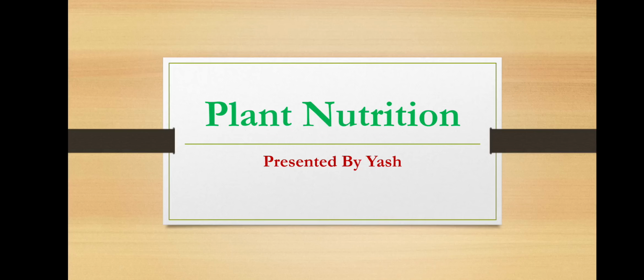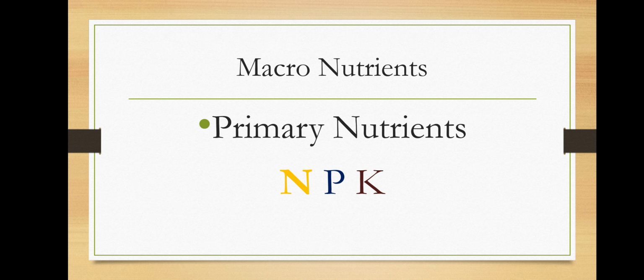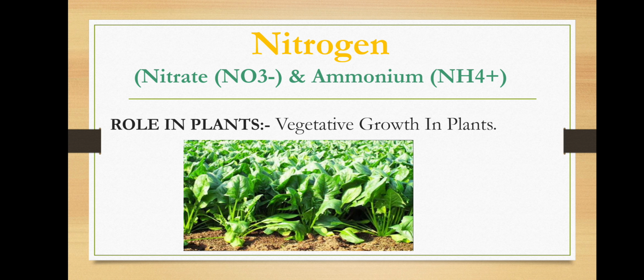In this video we are going to discuss the primary plant macronutrient, that is nitrogen. There are three primary macronutrients: nitrogen, phosphorus and potassium. In this video we are going to discuss nitrogen. Nitrogen is available to plants in two forms, nitrate and ammonium. Nitrate is the major form which is absorbed by plants.